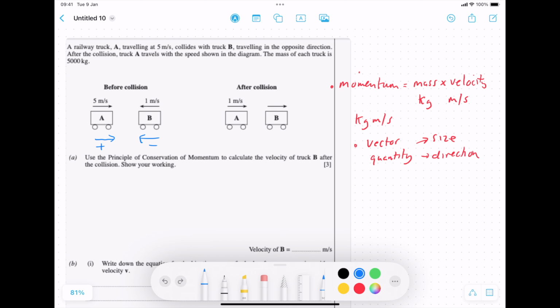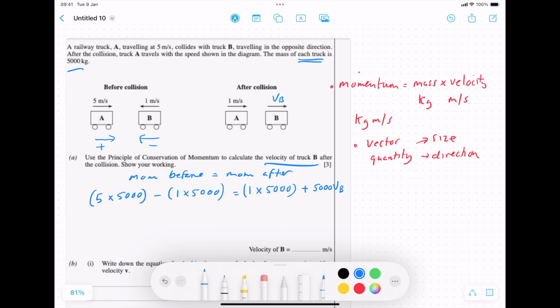The conservation of momentum states that for a collision, the momentum before is equal to the momentum after. So momentum before is equal to momentum after. Truck A would be, and then for truck B, remember what I just said, it's moving in the opposite direction. So its momentum will be negative, is equal to the momentum after. Right, let's work this out. So 5 times 5,000 is 25,000 minus 5,000 is equal to 5,000 plus 5,000 VB.